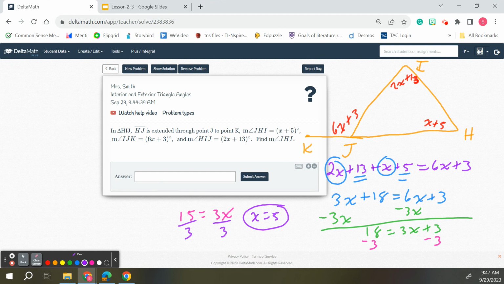Any questions on this so far? How are we doing? Does everybody see where that's coming from? All right. I'm looking for JHI. So JHI is right here. So I'm going to substitute in 5 plus 5. So that means JHI is actually 10 degrees. And there's my answer.